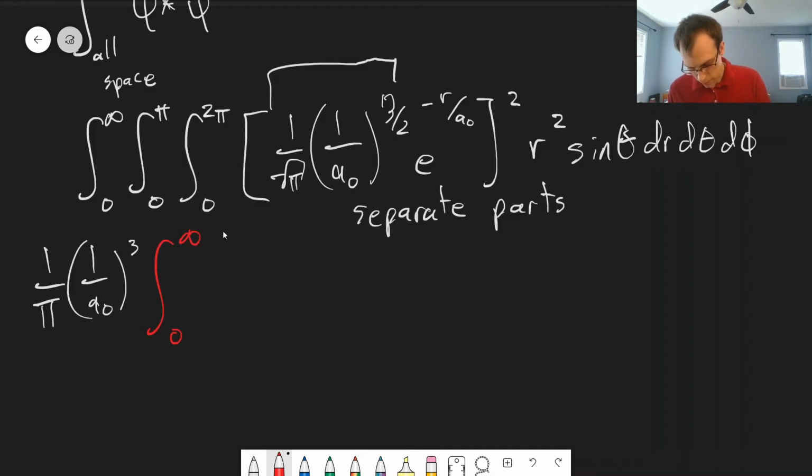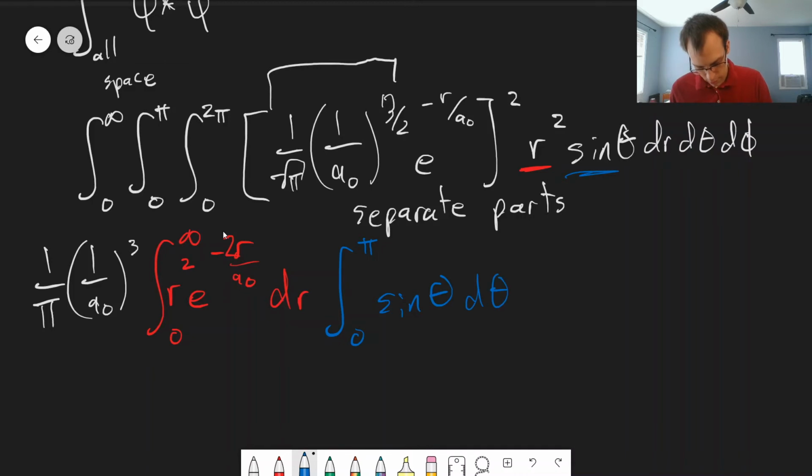So the 0 to infinity will have e to the minus 2r over a naught. And so the 2 comes from the squared, dr. And we also need our r squared. So this r squared here will be part of this as well. Okay, so then we'll switch to blue. And we have the integral from 0 to pi. And this sine theta needs to come there. Sine theta d theta. And then there is no explicit phi dependence, so we'll end up with 0 to 2 pi of just d phi by itself.